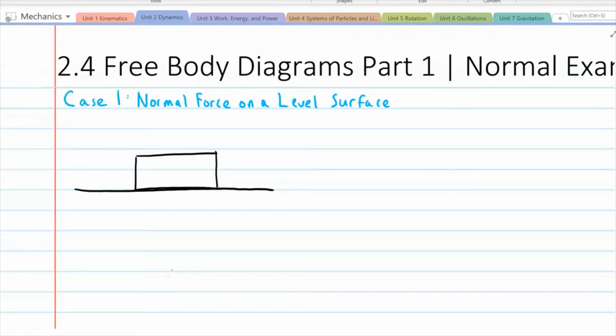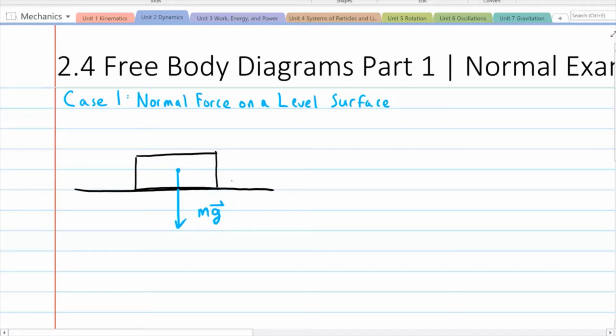Okay, so here's our first case. Case 1, normal force on a level surface. And here I have the picture of what I'm exactly talking about. So we're going to be looking at this and doing Newton's second law. What I notice here is that there's a gravitational force. It happens right here at the center of gravity, or the center of mass if you want to think of it like that, and it points down. And that's the weight of the object, right?